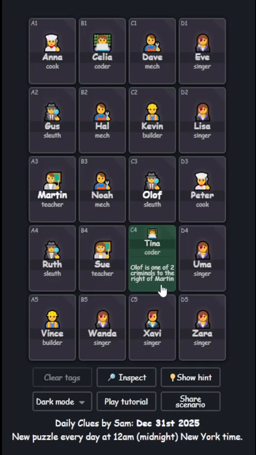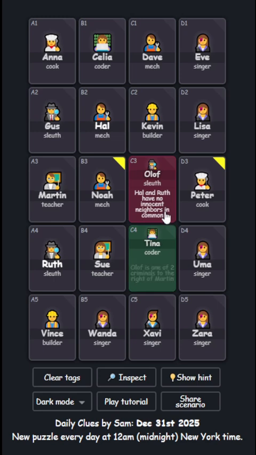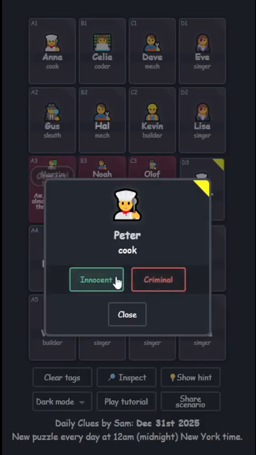Olaf is one of two criminals to the right of Martin. So Olaf is a criminal and then one of these two is also a criminal. Hal and Ruth have no innocent neighbours in common. Hal is here, Ruth is here. No innocent neighbours in common means both of these are criminals, which means Peter must be innocent.